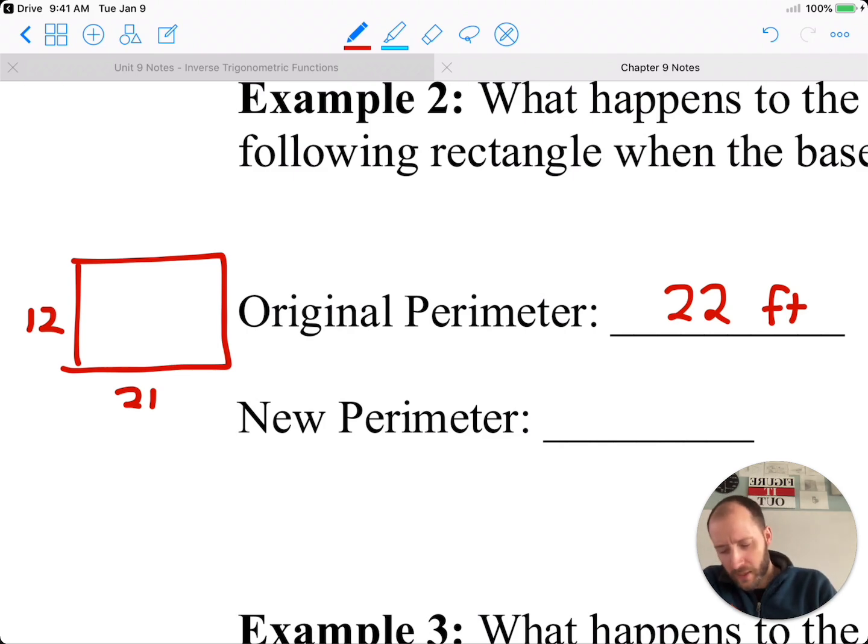So the new rectangle, the base and height are both tripled. So 7 tripled, 21. 4 tripled is 12. Okay. So the new perimeter, 21 and 21, that's 42. 12 and 12, 24. 42 and 24, 66.